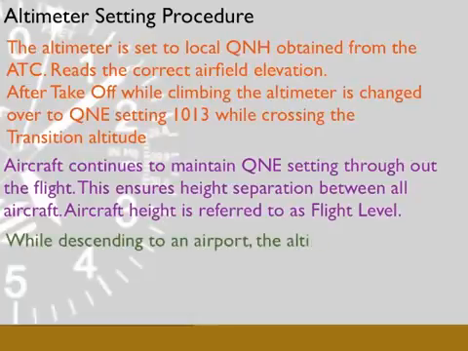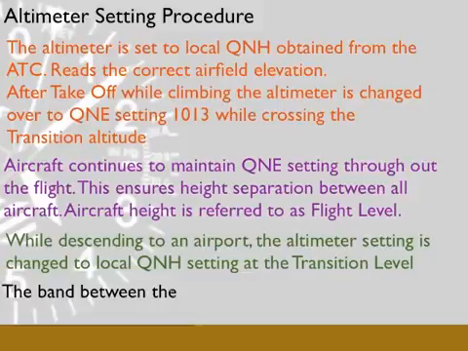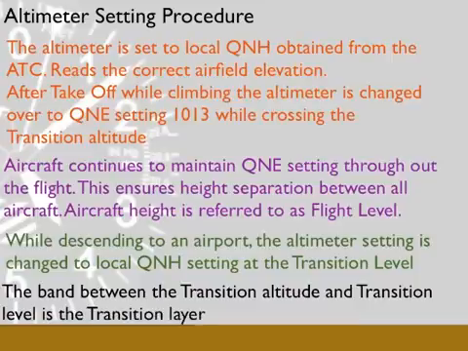While descending to an airport, the altimeter setting is changed to local QNH setting at the transition level. The band between the transition altitude and transition level is termed as the transition layer.